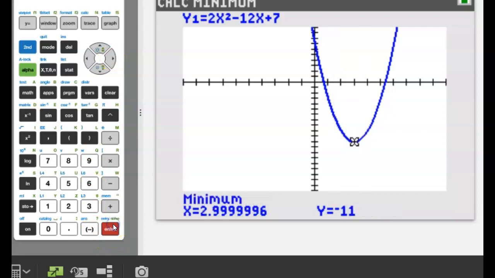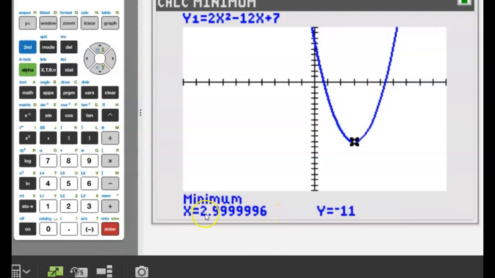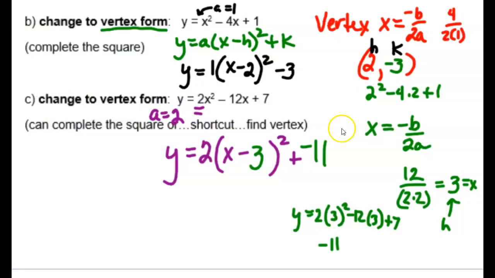But once you know that vertex, now again, what is this saying, guys? What is this number right here? 3, okay? It's 3, negative 11. Once you know the vertex is at 3, negative 11, you can just plug it in here and make sure you keep the A.